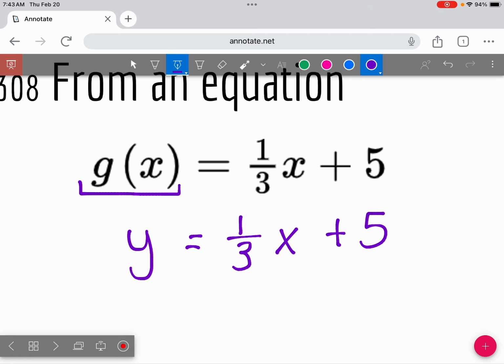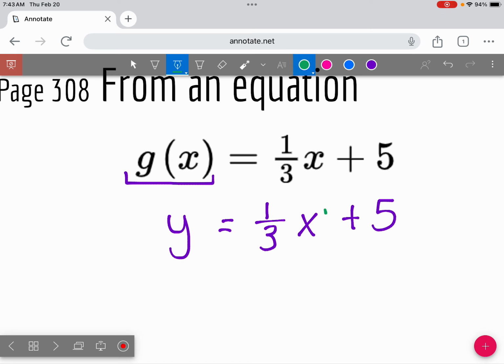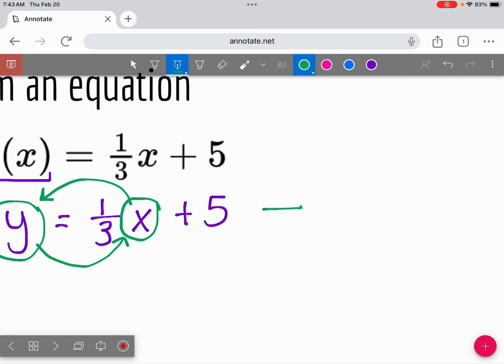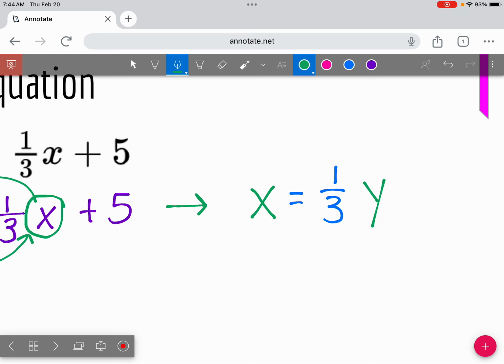All right, so we found our x, we found our y. What we do to create our inverse is I'm going to take my x and I'm going to take my y. And they are going to change places. Just those two pieces. No powers, no numbers next to it, nothing added on, nothing. Just the letters. So this is the step that makes the inverse when we write it as x equals 1/3 y plus 5. The x and y change places. This is now officially the inverse.